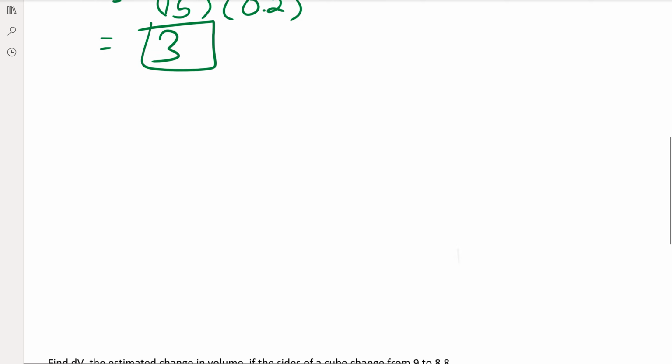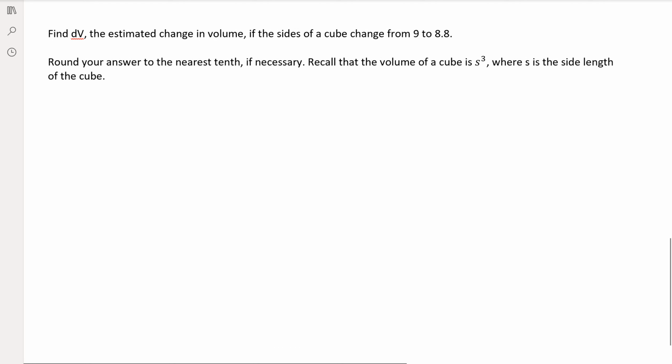All right, next example. Find dv, the estimated change in volume, if the size of a cube changed from 9 to 8.8. Round your answer to the nearest tenth if necessary. Recall that the volume of a cube is s cubed, where s is the side length of the cube. I'm going to use different variables here. v will represent volume, and volume is s cubed. Here the independent variable, the variable that's acting like x, is the s variable, which is fine.